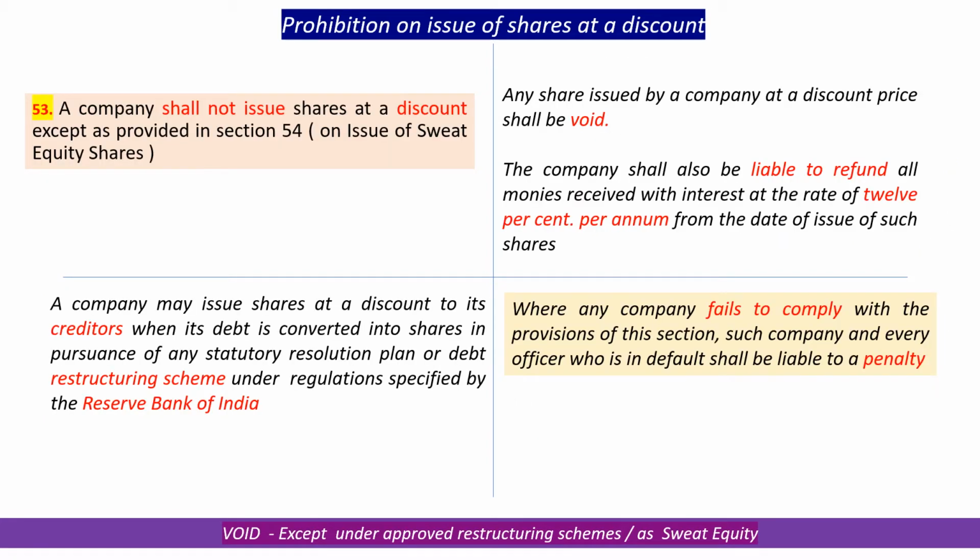To put it once again, issue not allowed except when it is sweat equity shares. Any transaction which is done is void when you make a composition with the creditors or there is a scheme of restructuring done by the banks. It is allowed. If you don't follow the rules as specified in section 53, you will be attracting penalty.